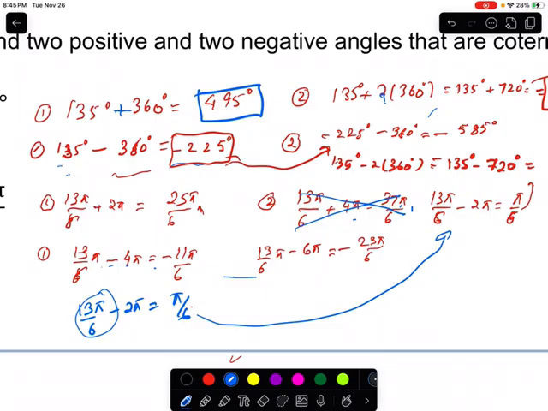Anyhow, to find the negative angles, I have to take the next multiple of 2 pi, which is 2 times 2 pi, and it gives me negative 11 pi over 6. Then we can take the next multiple, which is 3 times 2 pi, which is 6 pi, and subtract it from the given angle, 13 pi over 6. We end up getting negative 25 pi over 6.